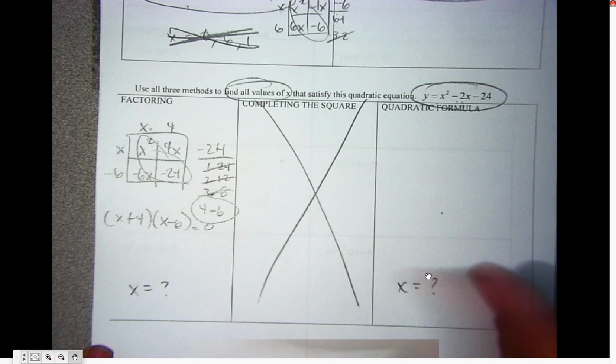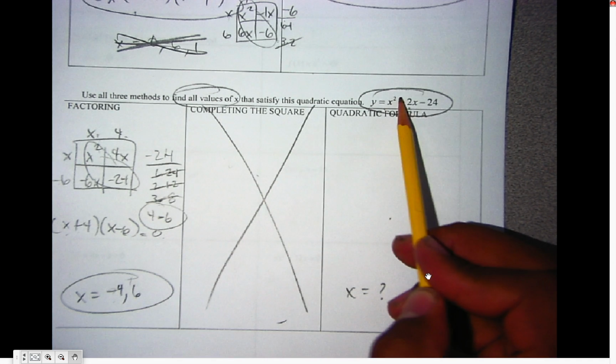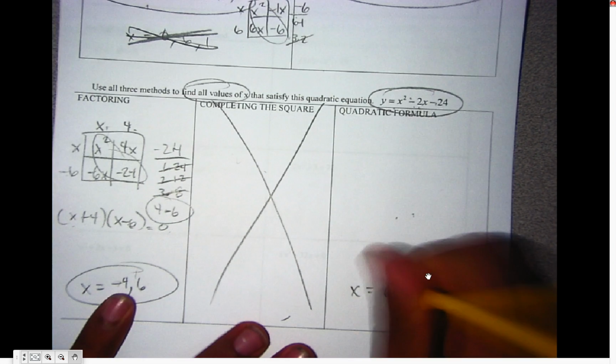Okay, so then remember x is a liar. So this is x plus 4, so the answer is minus 4. This is x minus 6, so the answer is plus 6. Okay, so now again, we're going to do the same equation here. So it has to be the same answer. It can't be different. Okay, so it better end up being 6 and minus 4. Okay, if it's not, then we did something wrong.